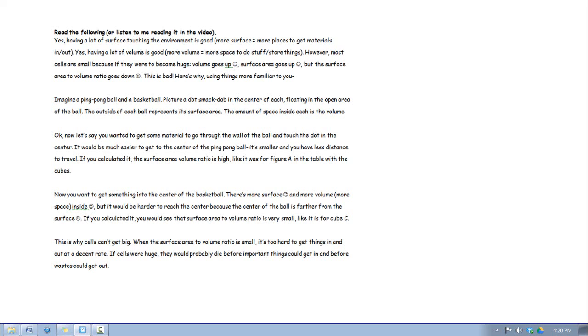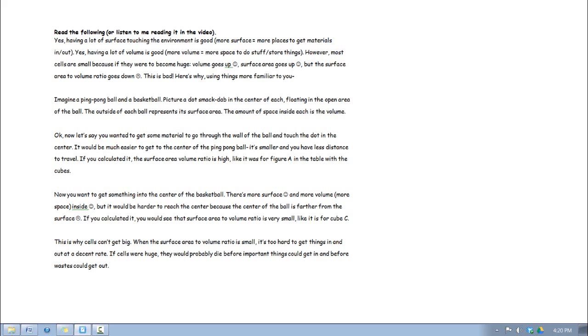This is why cells can't get big. When the surface area to volume ratio is small, that means the cell is big, and it's too hard to get things in and out at a decent rate. If cells were huge, they would probably die before important things could get in and before wastes could get out.